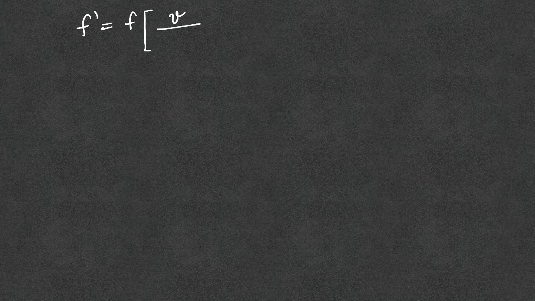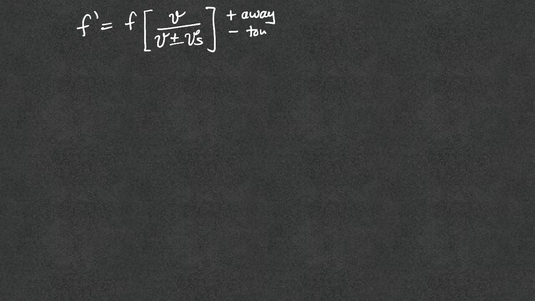Okay, last little video now, we're going to put it all together. So remember our equations from before. The frequency heard when the source is moving is equal to the original frequency times the velocity of the sound wave over the velocity of the sound wave plus or minus the velocity of the source, and you use plus if it's moving away and minus if it's moving towards. That's for a moving source.